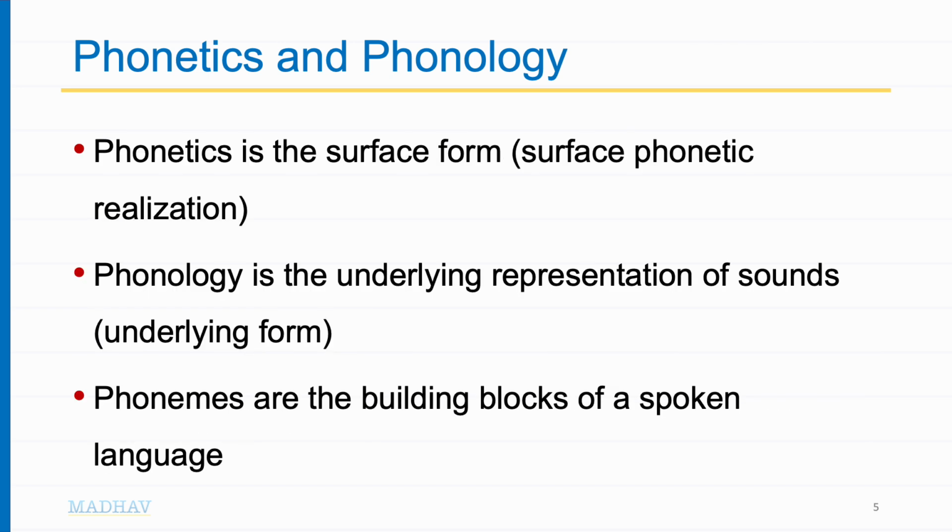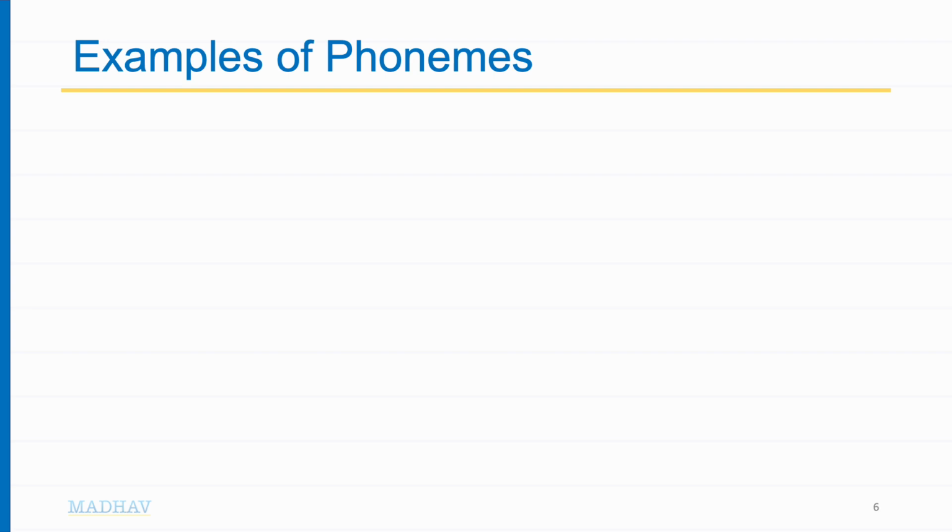So you can say phonetics is the surface form, or the realization or the recording which you make, and then you take a spectrogram, you see the surface form. And phonology is the underlying representation of sounds, the underlying form. And phonemes are the building blocks of a spoken language. I'll give an example.